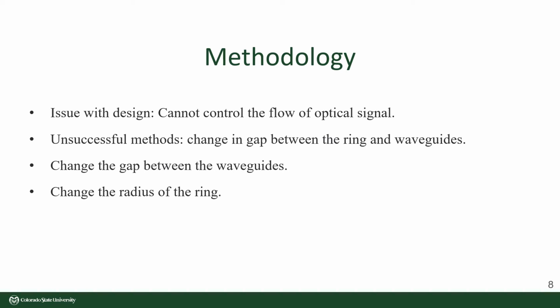Initially, I was not able to control the flow of the optical signal between all the 4 output ports. I was able to control the signal between 2 input and 2 output ports, but not all of them. So I tried different techniques to resolve this issue, like changing the gap between the ring resonator and the waveguides in the directional coupler, changing the gap between the waveguides in the directional coupler, and the radius of the ring. But none of these techniques worked for me, so I had to use other techniques to resolve this issue.